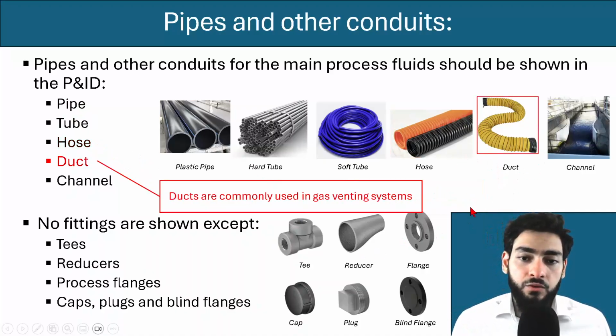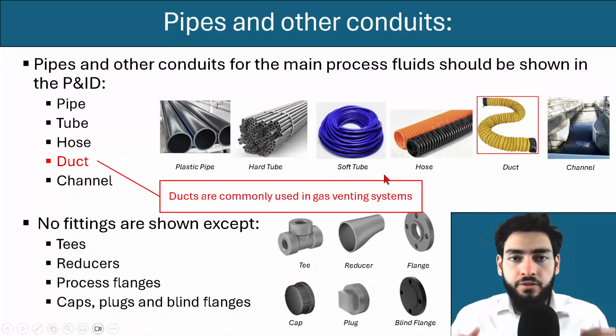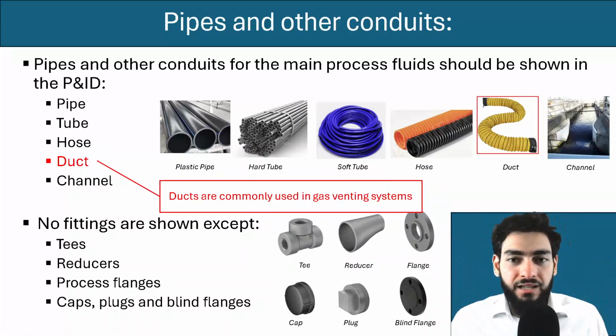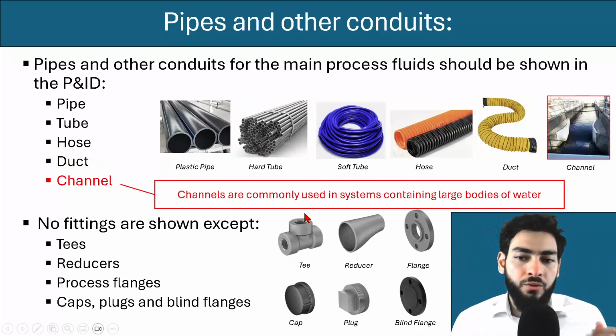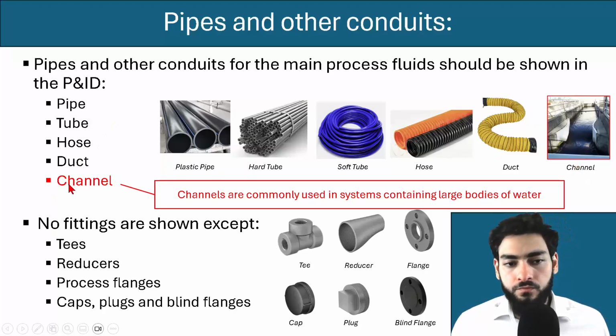And you could have ducting, which is commonly used in gas venting systems. So if you have a reactor that has an exhaust, you could use a flexible duct, for instance, for that exhaust. Channels are commonly used for containing large bodies of water. And this is an image of a channel that has water flowing through it.